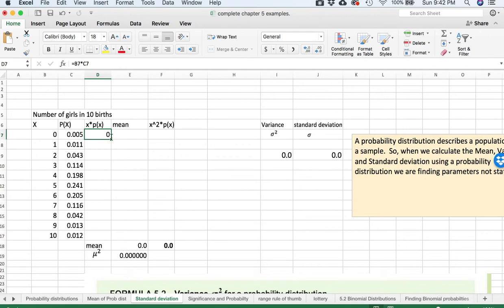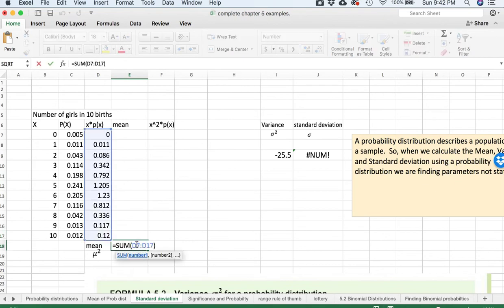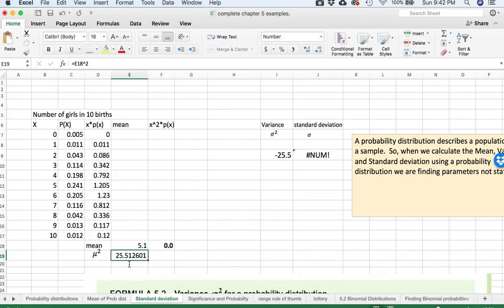Pull that down, and we should multiply in each row. And when we add up those probabilities, or those products, we'll get our mean. We need to square our mean, so that's what I've done down here. Went ahead and squared that mean.